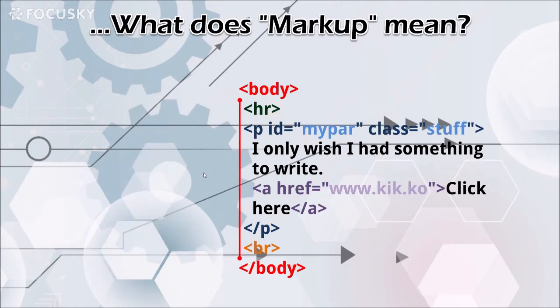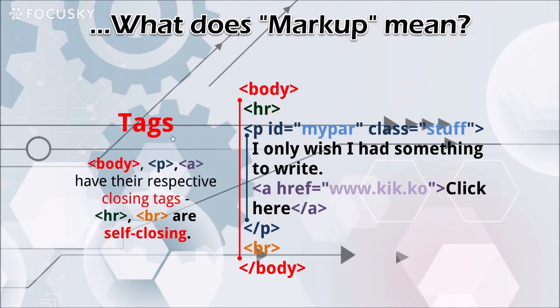So, let's go on and talk about tags. We have body, P, A, they are opening tags, and there are also closing tags. The actual content is located in between the opening and the closing tags. Whereas HR and BR are self-closing and they don't need, therefore, any closing tag. HR means horizontal rule, horizontal line, and BR means line break.